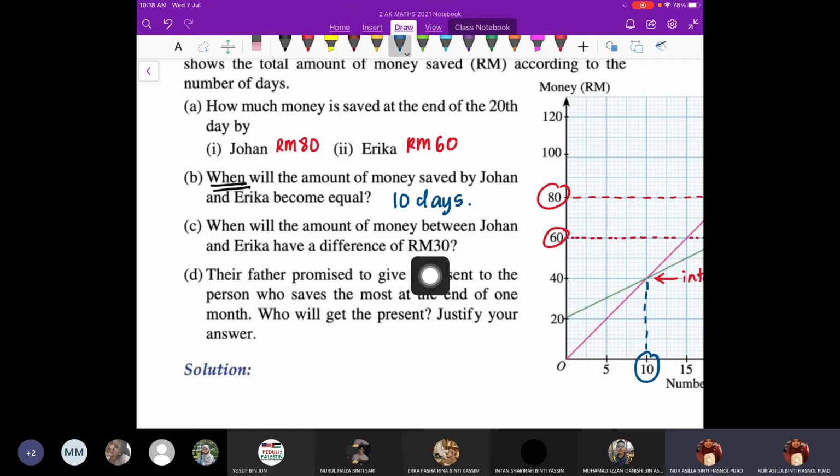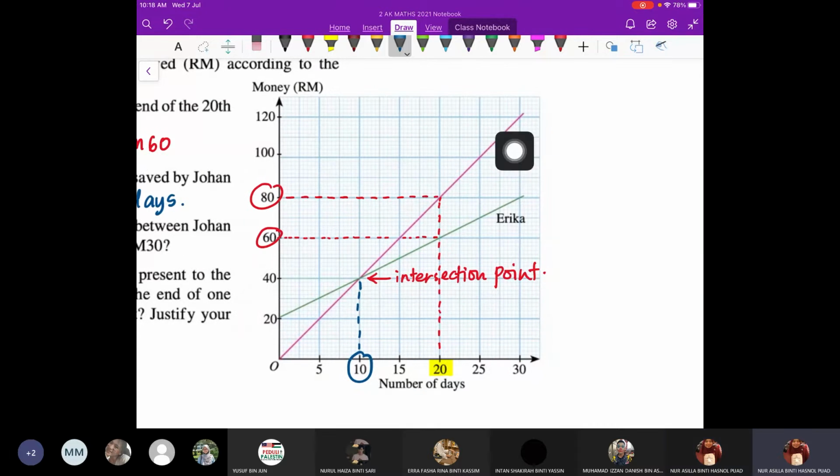Okay. Kedua, C. When, sekali lagi bila, will the amount of money between Johan and Erica have a difference of RM30? Jadi contohlah kalau Johan ada RM10, Erica ada RM40. Jadi perbezaannya adalah RM30. Jadi tengok daripada graf, kita kena tengok jurang ni. Nampak jurang ni. Dia punya perpisahan di antara dua line. Distance between these two lines. Dia mestilah 30. Okay, so if you see your grade, 2 cm is 20. Okay, jadi saya perlukan 15 small boxes. 15 small boxes, barulah saya dapat perbezaan RM30.